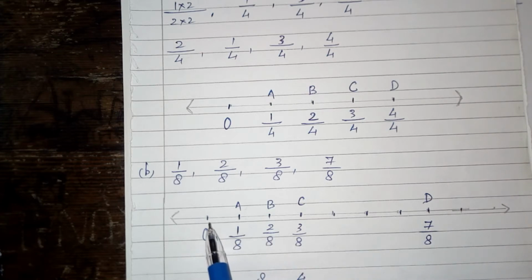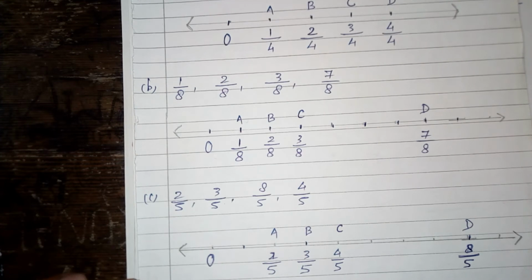Okay. So the starting point is 0. Mark A belongs to 1 upon 8. Mark B belongs to 2 upon 8. Mark C belongs to 3 upon 8. And mark D belongs to 7 upon 8. It is the required answer of the given question.